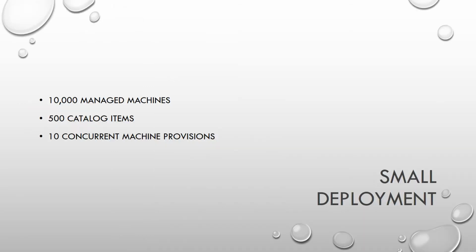The first one we have here is the small deployment. The small deployment serves as a starting point for vRealize Automation infrastructure, and you can even scale it later into a medium or a large deployment. A small deployment supports the following items. It can support around 10,000 managed machines, somewhere around 500 catalog items, and 10 concurrent machine provisions.